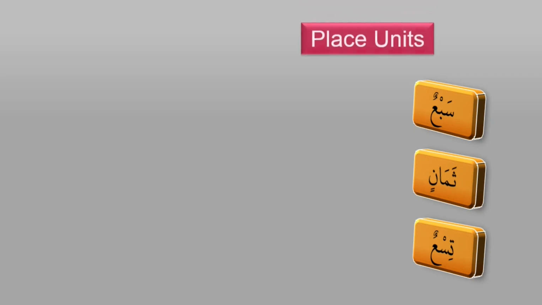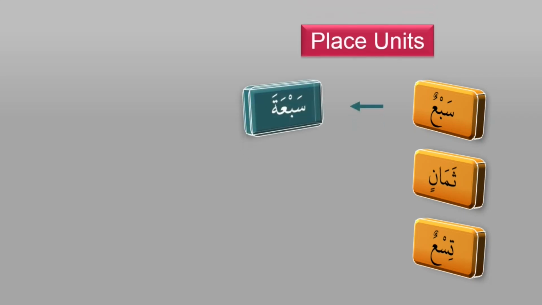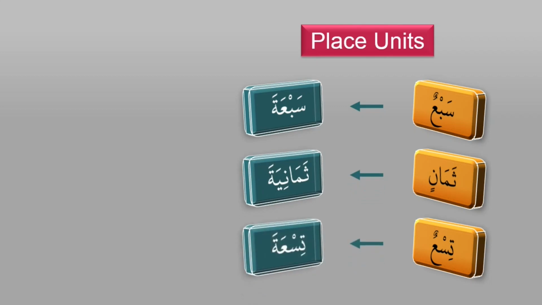Lastly, we have Sab'un, 7, Thamanin, 8, Tis'un, 9. First, we will make some changes. Sab'un will be transformed into sab'ata. Thamanin will be transformed into thamaniyata. Tis'un will be transformed into tis'ata. And then we will add ashara at the end of these numbers.